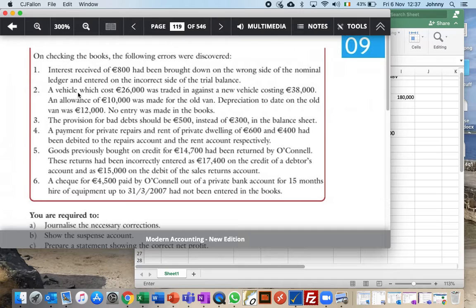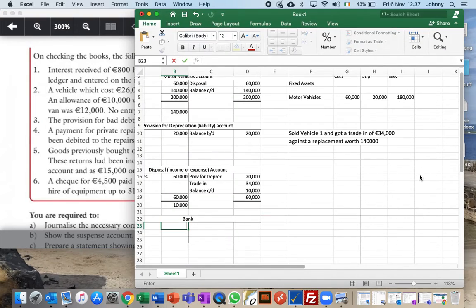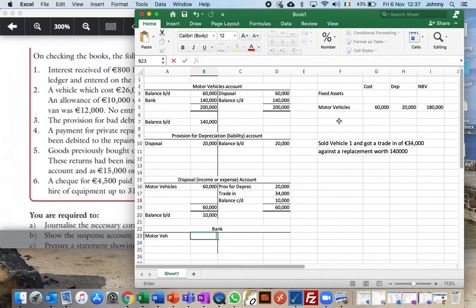So this is just explaining how depreciation, provision for depreciation, works. I'm going to give you an example, and you'll be able to use that example to decide what I need to do for this one. Okay, so Junior Cert, you would have done this. Motor vehicles, being a fixed asset, is in the balance sheet, and we would have had a heading of cost, depreciation, net book value.